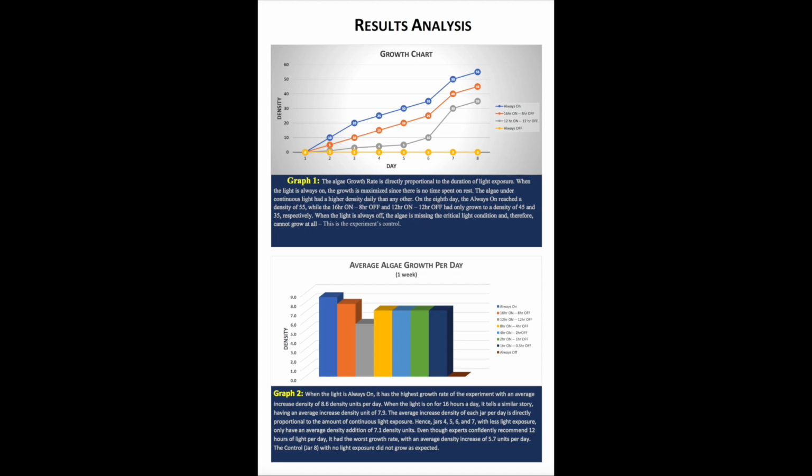The second graph shows the average amount of algae growth per day in the first week. This reflects what's seen in the first graph because you can see when the light is only on for 12 hours and off for 12 hours, it grows worse than all the other ones except for the control. As you can see, the one that's always on had the highest growth rate, and the one that was on for 16 hours had the second highest.